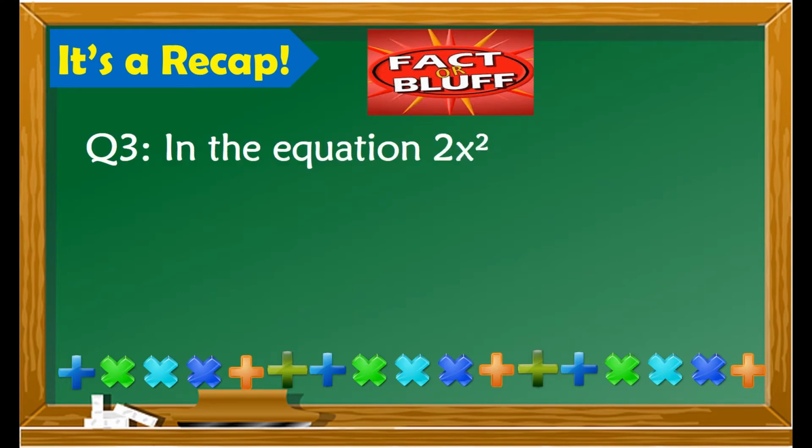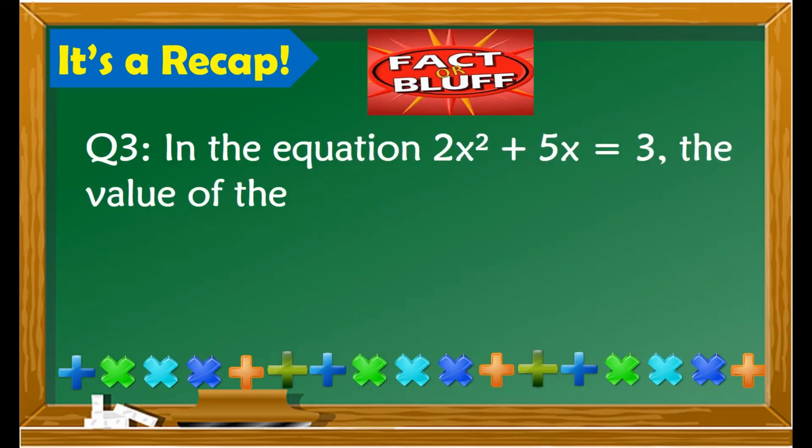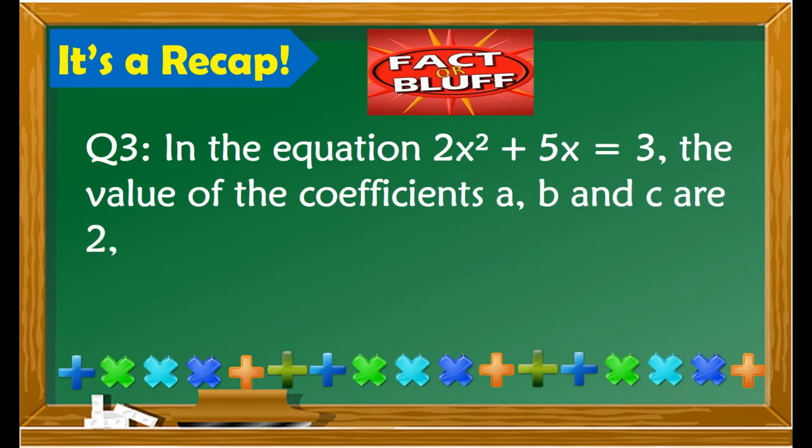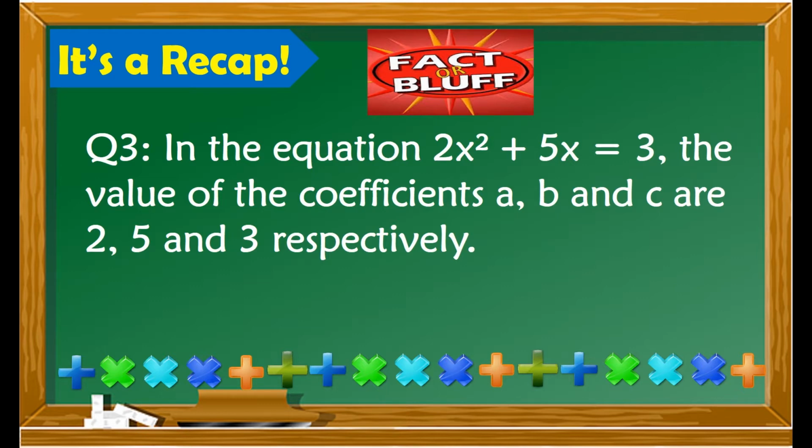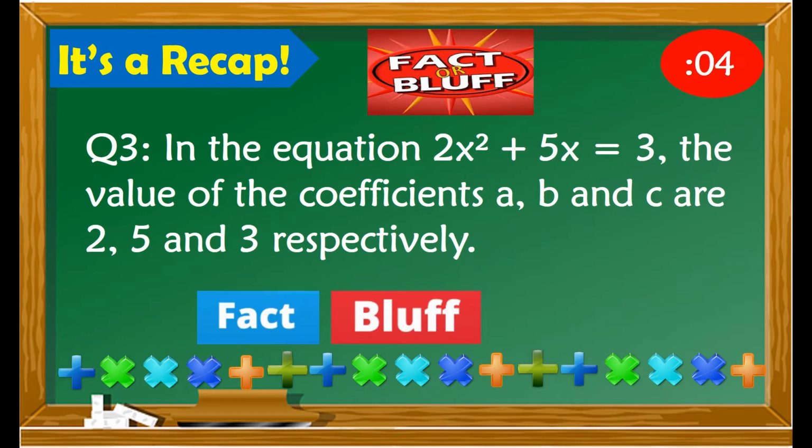Let's have question number 3. In the equation 2x squared plus 5x is equal to 3, the values of the coefficients a, b, and c are 2, 5, and 3 respectively. Is it fact or bluff? Go! Okay, so your time is up. Your answer in here is bluff. Correct. Maybe you got it correctly.